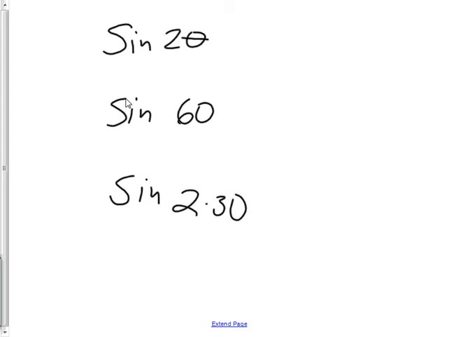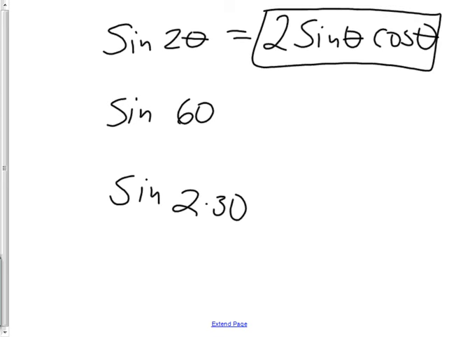Does that make sense to you? All right. So what is sine of 2 theta equal to? Here's the formula that they'll give you on the sheet. Sine of 2 theta is equal to 2 sine theta cosine theta. So wherever you see sine of 2 theta, you can write 2 sine theta cosine theta. That's just a simple substitution. Take the one out, put in the other.